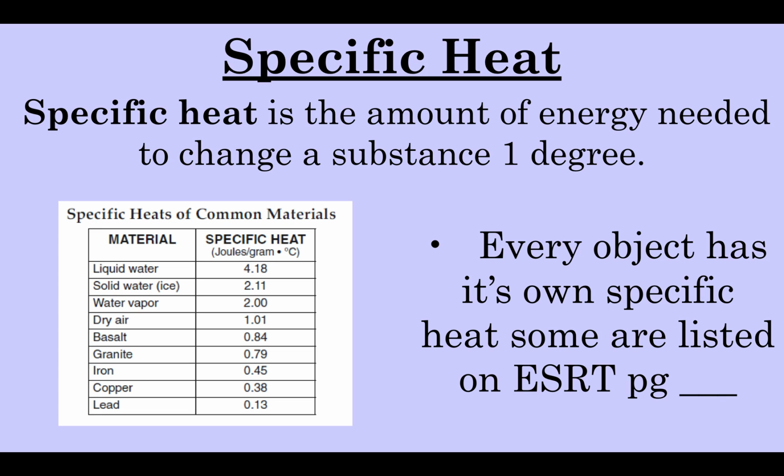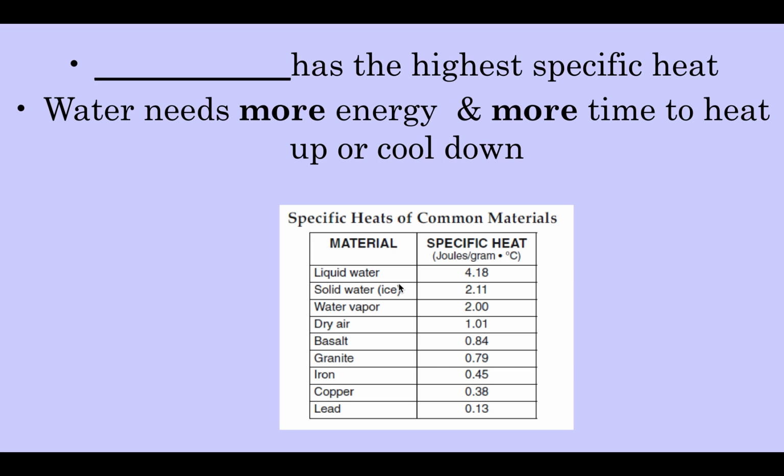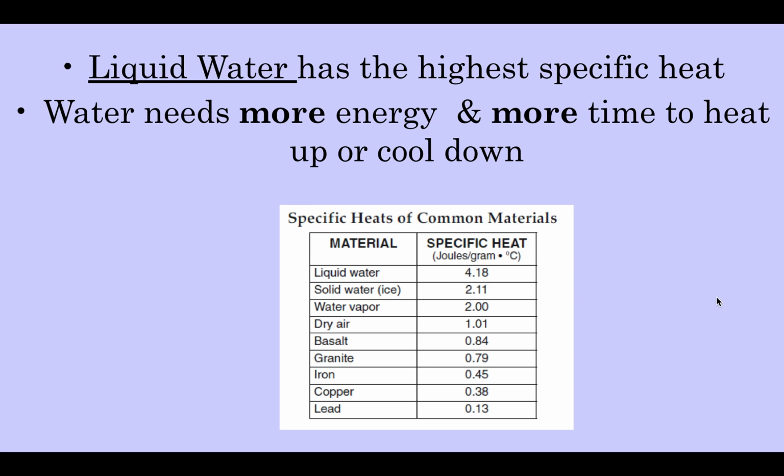And believe it or not, in our reference table, many of those objects are listed on page 1. So go ahead, go to page 1 of your reference table and find the chart that talks about the specific heat of common materials. If we look at that diagram, which of those materials has the highest specific heat? Liquid water. Liquid water has the highest specific heat.